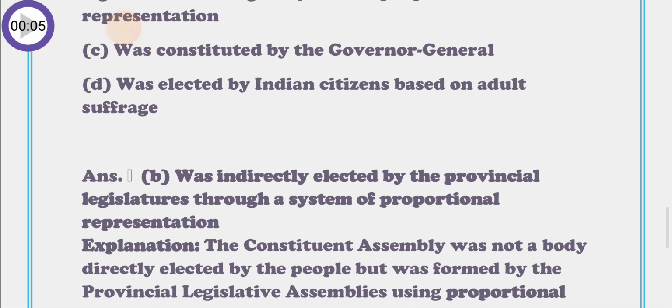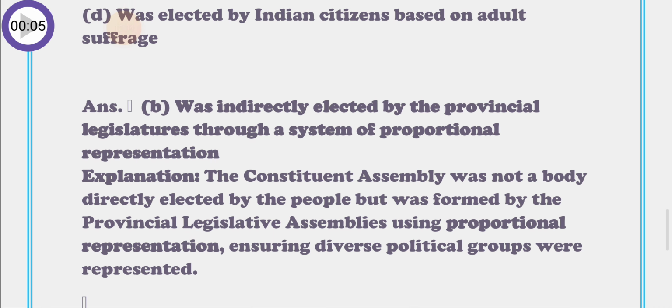So the answer is B: was indirectly elected by the provincial legislatures through a system of proportional representation. Explanation: the Constituent Assembly was not a body directly elected by the people but was formed by the provincial legislative assemblies using proportional representation, ensuring diverse political groups were represented.